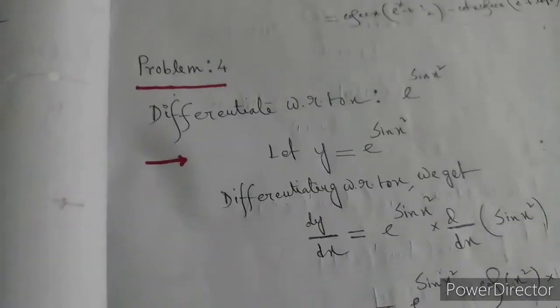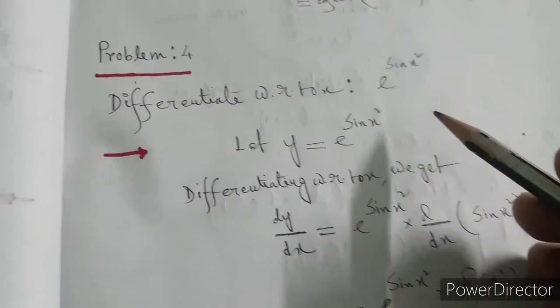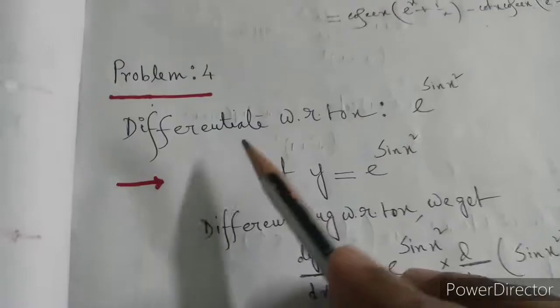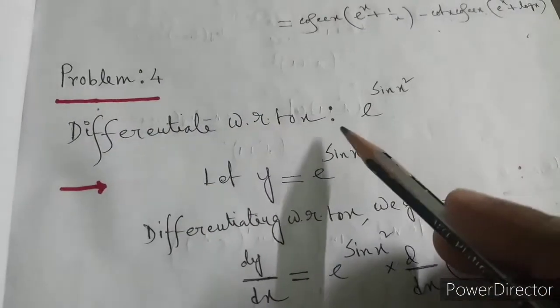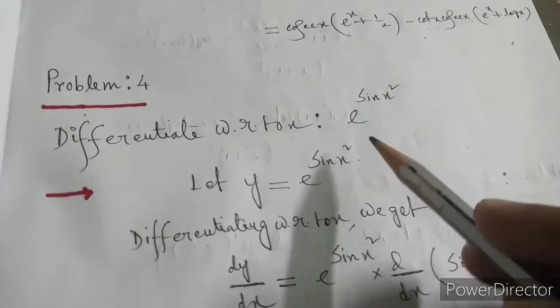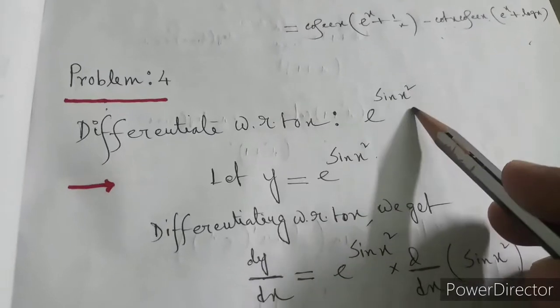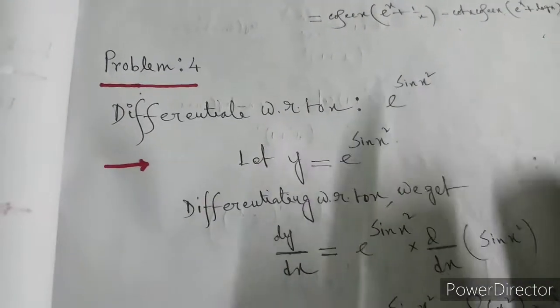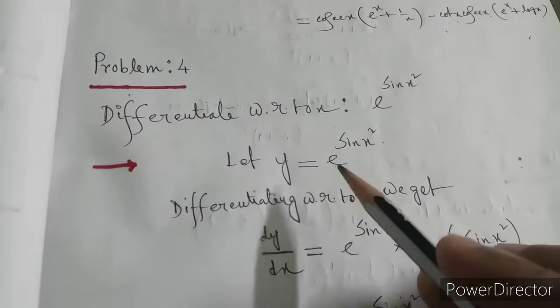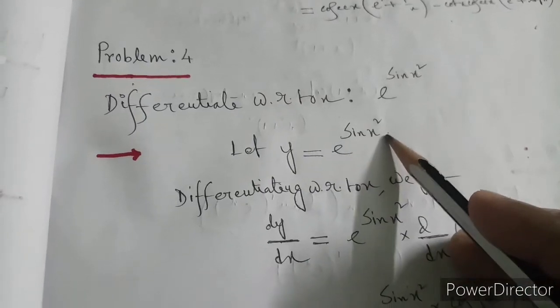So today's topic is continuation of differentiation. It's problem number 4. Differentiate with respect to x. The function is e to the power sin x square. So how to solve it? So let y equals e to the power sin x square.